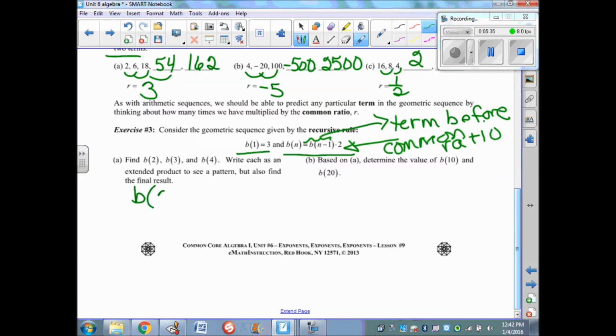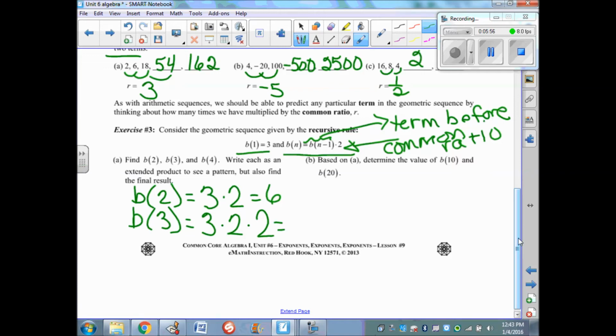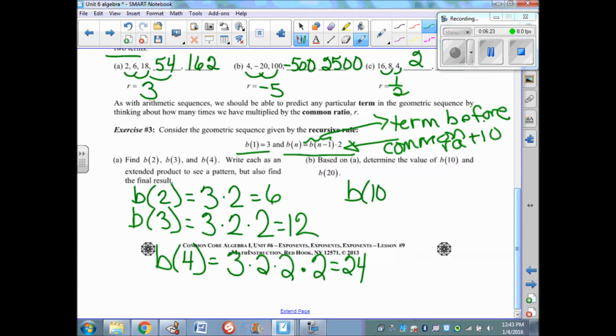So B2 is take the first term and multiply it by 2, and we get 6. B3 is still going to have that first term, that 3, and multiply by 2, but we've got to multiply by 2 again to generate that term, and we end up with 12. Then B4, first term, and 2 times 2, but we've got to multiply by 2 again. So we end up with 24. Hopefully you're starting to see a pattern being generated here. So then B sub 10, or B of 10, would be 3 times 2 to the what power? B of 10. You've got to the 9th power, right?